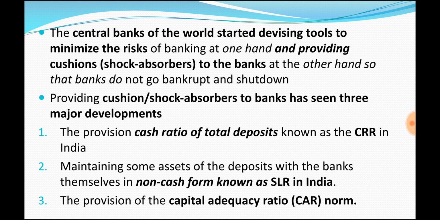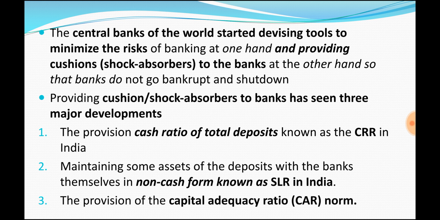So, in order to achieve both these aims, the central banks, especially in India the RBI, and similarly all over the world, for example in the USA it is the Federal Reserve, started to devise tools to minimize risk and also to provide some cushion or shock absorbers to banks to meet any risk that happens, so that the bank will not go bankrupt and shut down. So the central banks have devised certain tools.